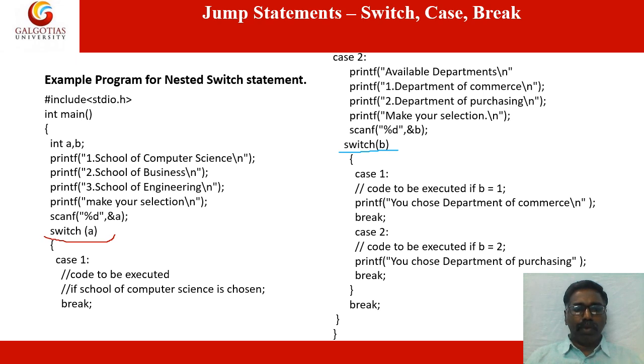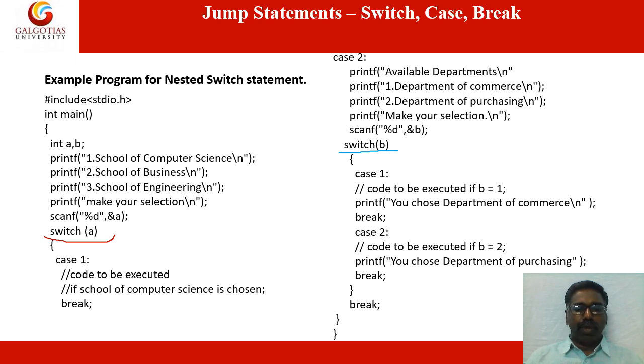Let us see one by one. In our program, here we are going to construct a menu-like structure, one for School of Computing Science, two for School of Business, three for School of Engineering, and we ask the user to make your selection. As per the selection given by the user, we construct a switch. For switch A, we construct numerical constant case 1 colon. This is the default setup for the switch case break.